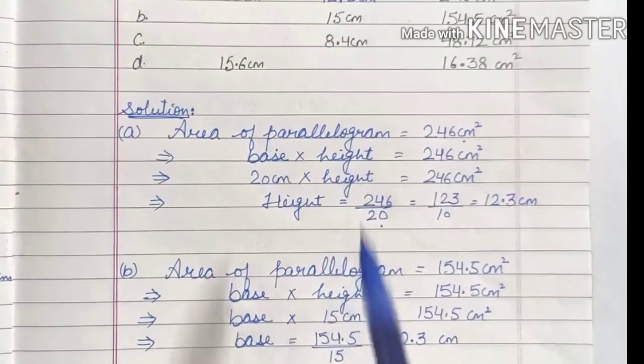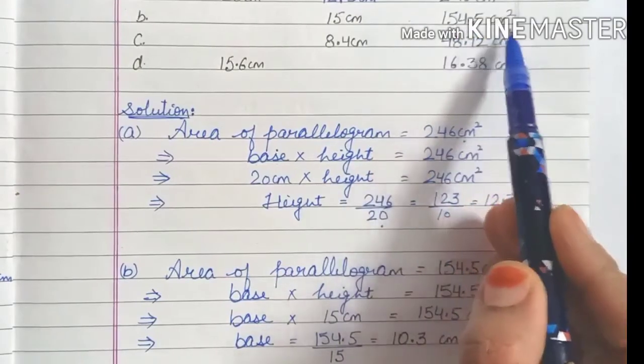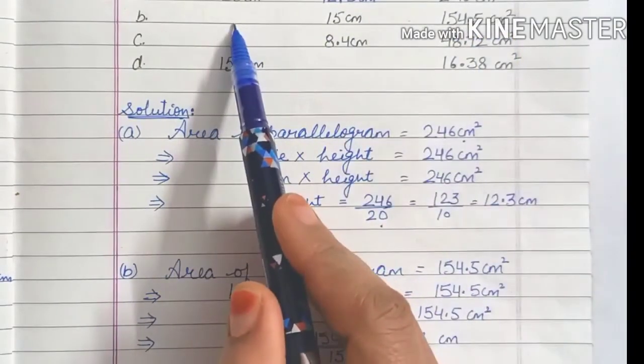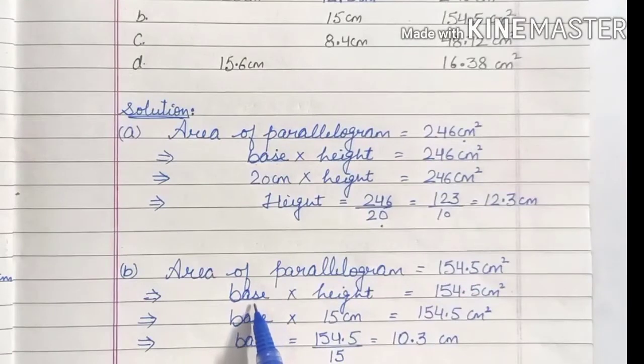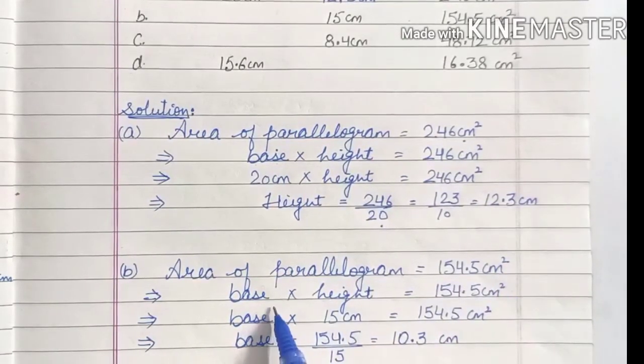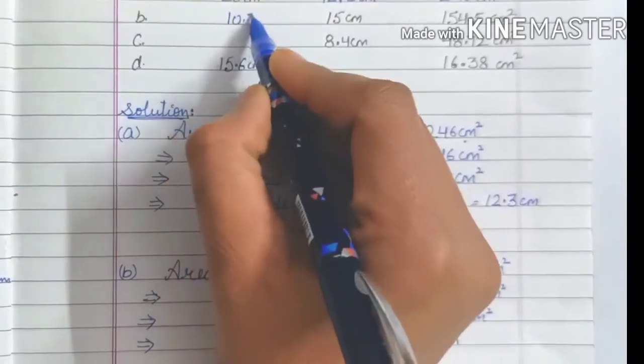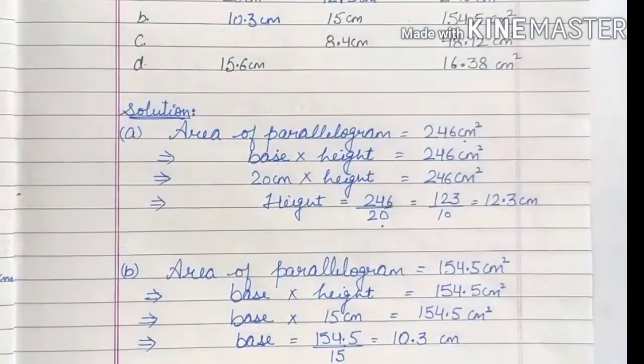In B part we have height 15 centimeter and area 154.5 centimeter square, and we need to find out base. First of all we will write area equal to 154.5 centimeter square, base into height equal to 154.5. We put the value of height, 15 centimeter. Now to find base, we divide area by height, and it is equal to 10.3 centimeter. So we write it is equal to 10.3 centimeter.